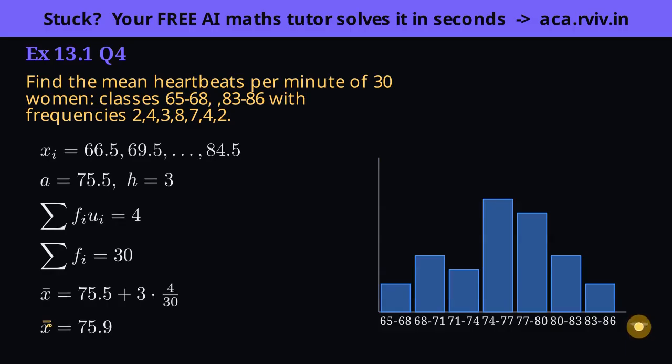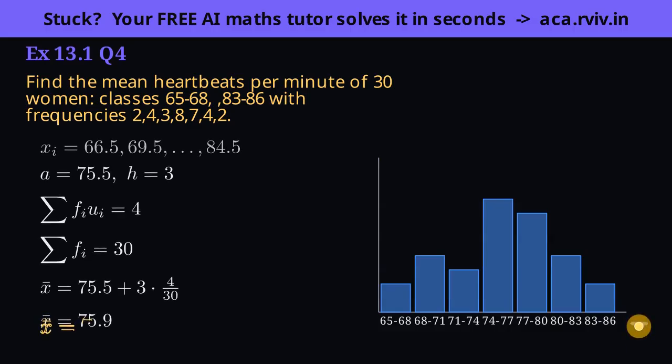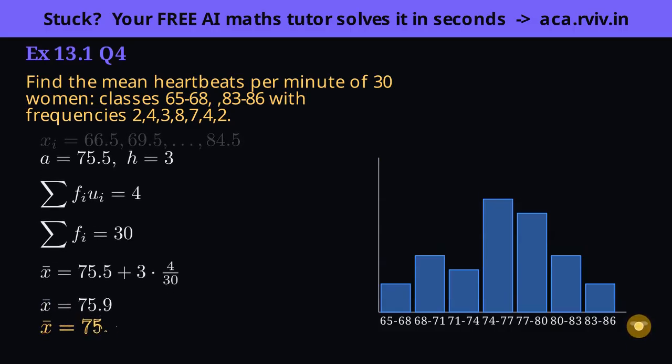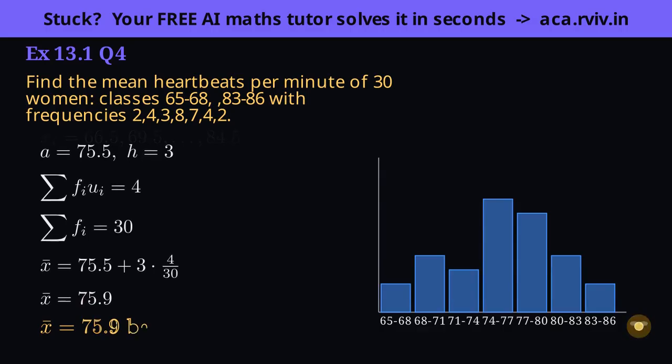So a practical tip: choose A as the class mark of a middle class. That keeps the u_i small and roughly balanced around 0. So their weighted sum is a tiny number and the final correction is easy. Here just 4/10 of a beat.